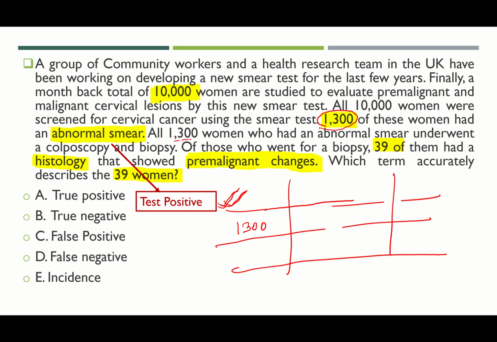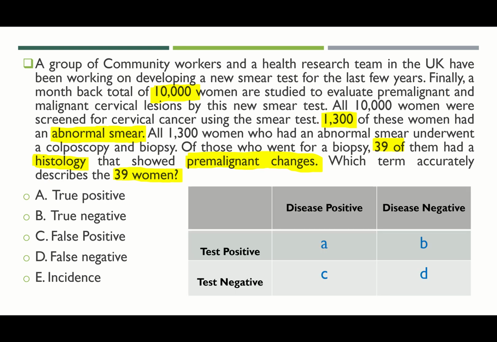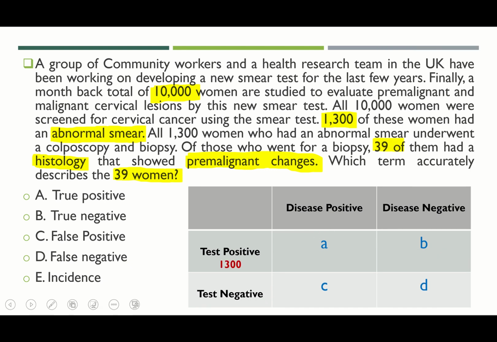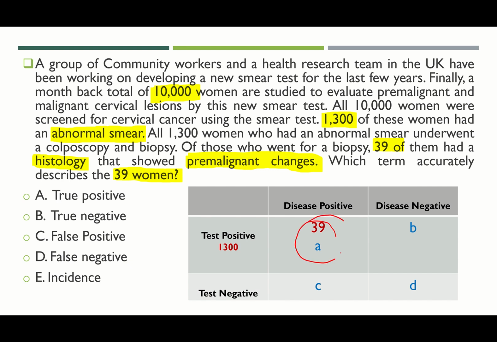Of those who went for biopsy, 39 of them had a histology that shows pre-malignant. So this 39 belongs to this group, which means that this 39 had a positive test as well as their disease positive. So they belong to the A group, which is true positive. See, this is your answer. It's very easy. So you put down 1,300, then you see they belong to this group. This is your answer.